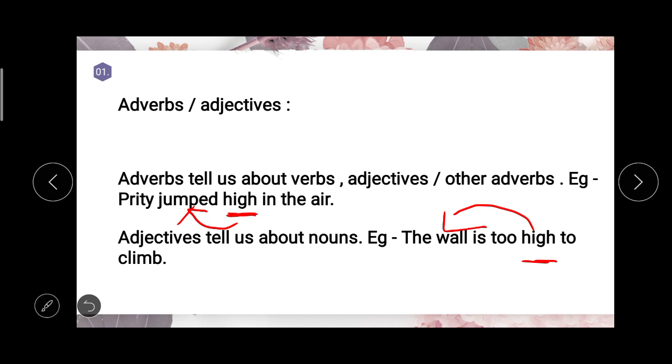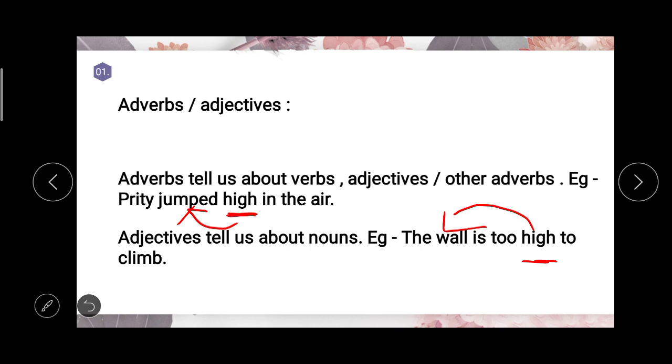Thankfully. Means most of the time we put ly at the end of adverbs. Means adverbs sometimes consist of ly at the end also. So these are the certain basic things which we need to discuss about adverbs from this chapter. So we will not proceed with any other information, because this much will be enough for you.